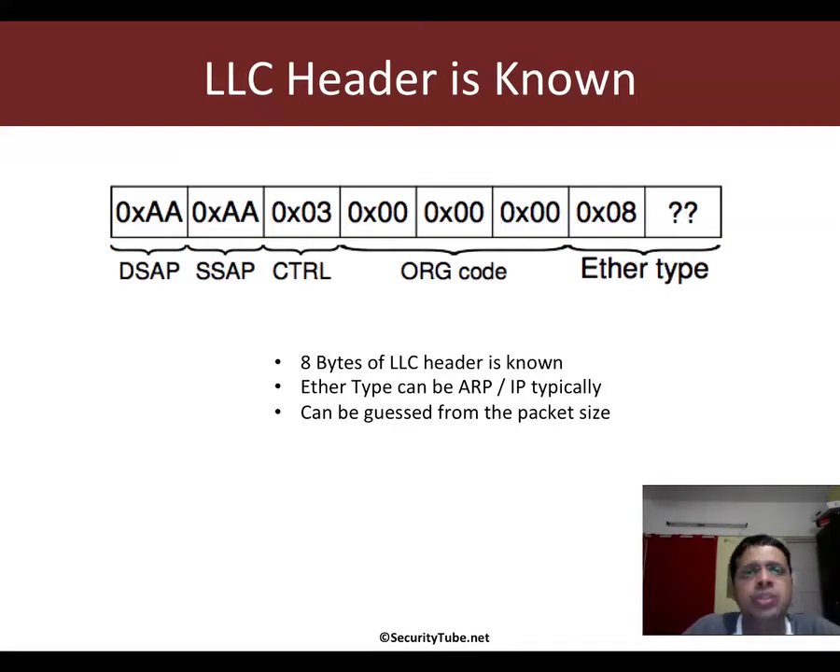Now, what is the observation? The observation is that the LLC header is known. The size of the LLC header is 8 bytes. The only thing unknown was the last byte, based on the EtherType, and that could be ARP or typically IP. Now, is it possible to decipher that as well? Interestingly, the size of the packet indicates whether it can be an ARP or an IP packet. Just by looking at the packet size, even this last byte can be guessed. This brings us to a very interesting conclusion: even if a packet is encrypted, we actually know the first 8 bytes, which is the LLC header.